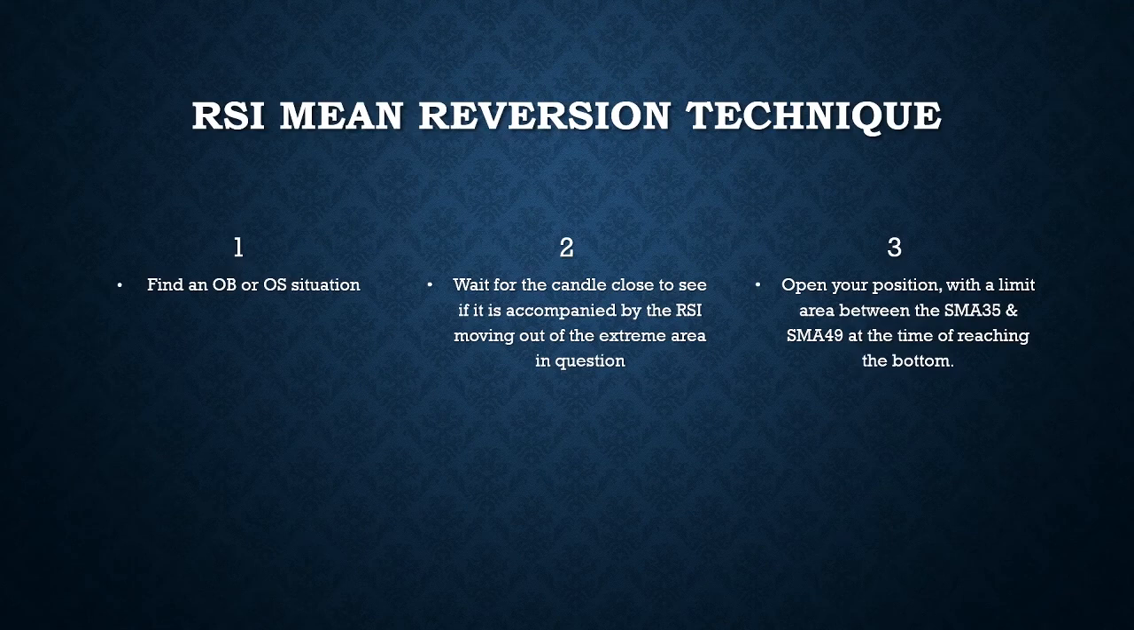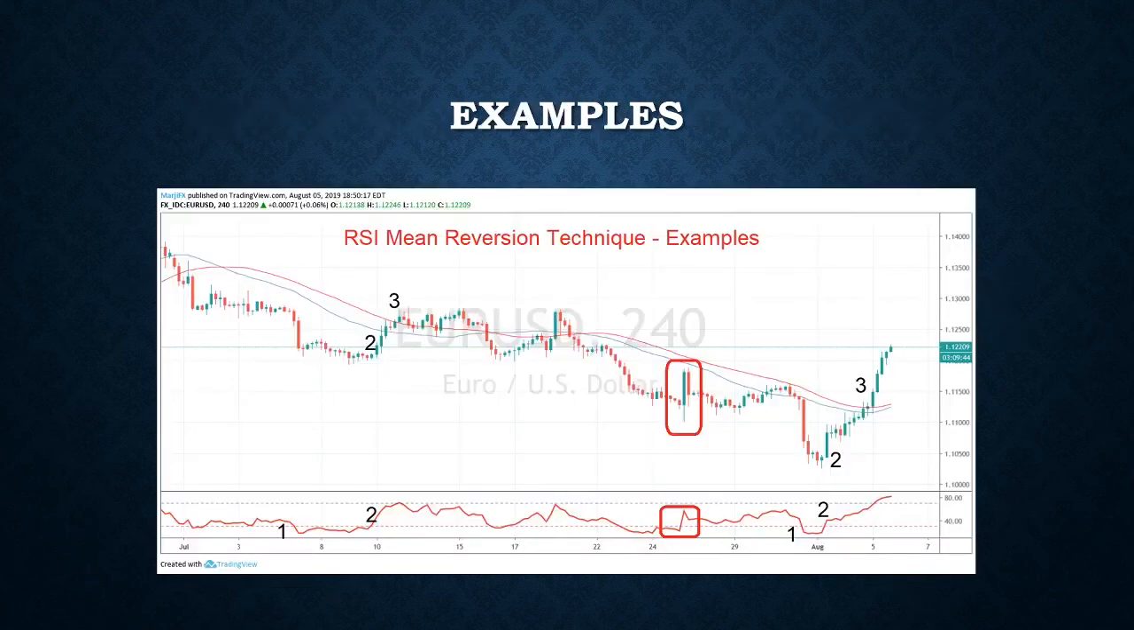And number three, we open our positions when the RSI moves out of the area, and we target for this position a limit between the moving average 35 and moving average 49 at the time of reaching the bottom. Let's see how we can use that technique. Examples will make it even more obvious. It is simple, but with examples it will be even more obvious.